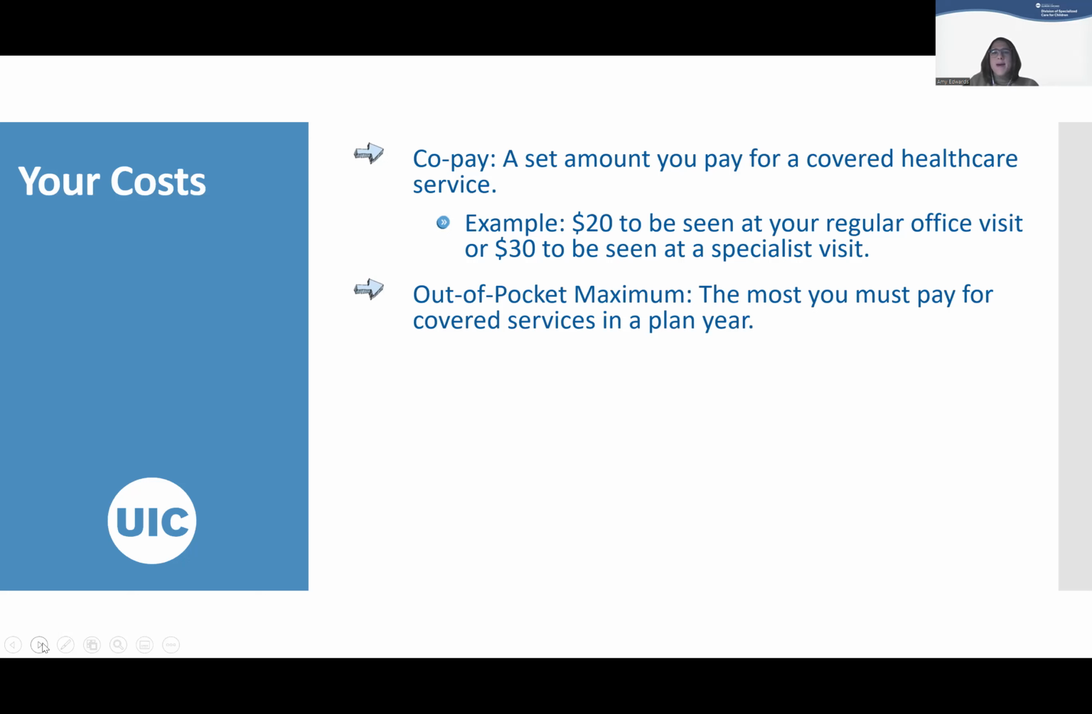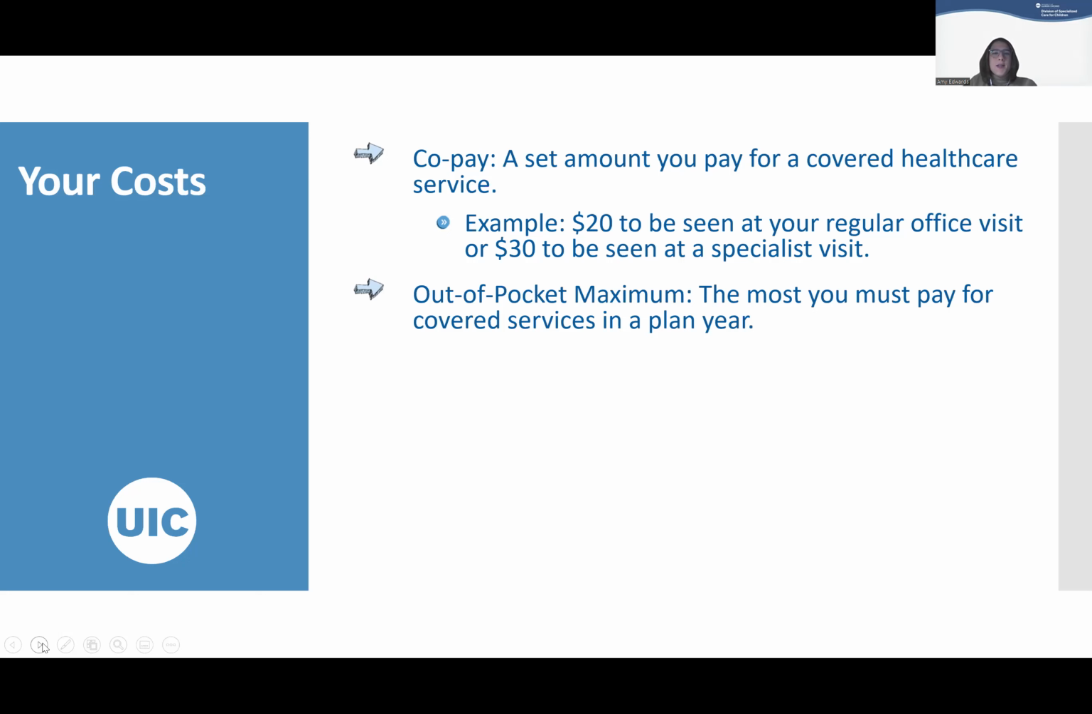Your out-of-pocket maximum is the most you must pay for covered services in a plan year. It does not include the premium, but does include other costs like a deductible, coinsurance, and copay. Your out-of-pocket maximum could be something like $3,500 a year. We've seen some that go up to $10,000 a year. It just varies by plan.